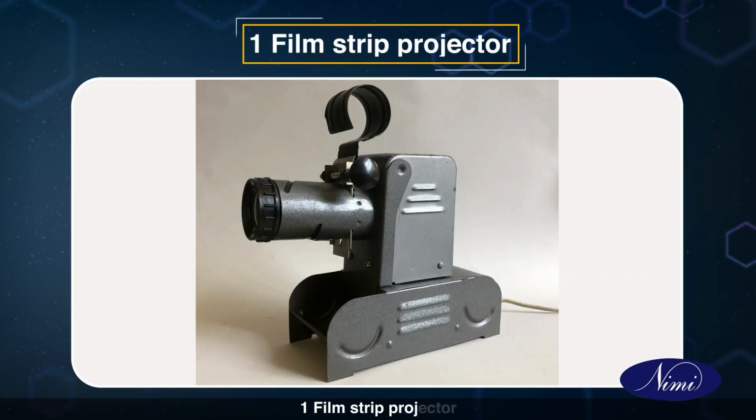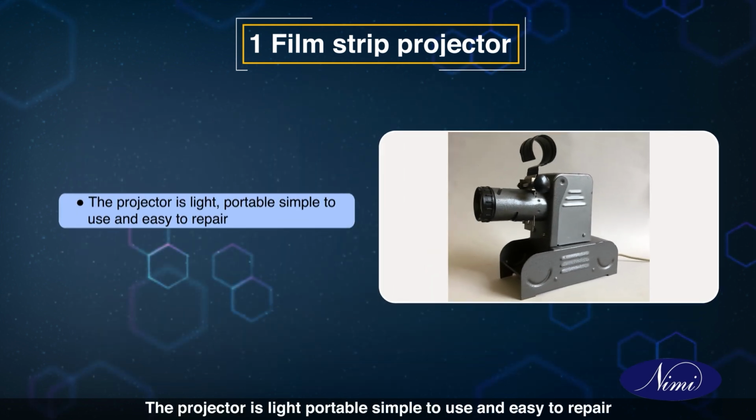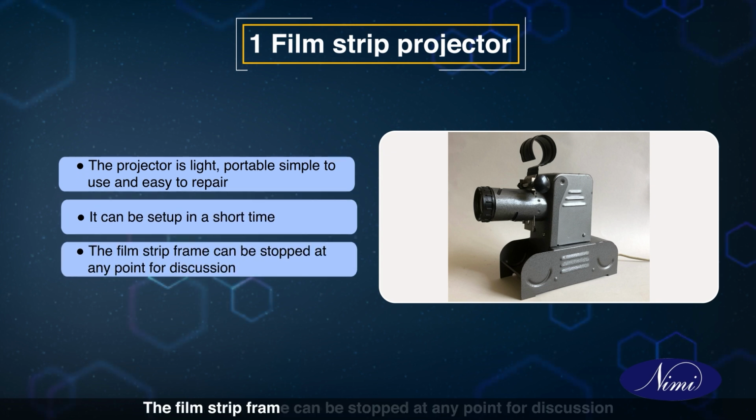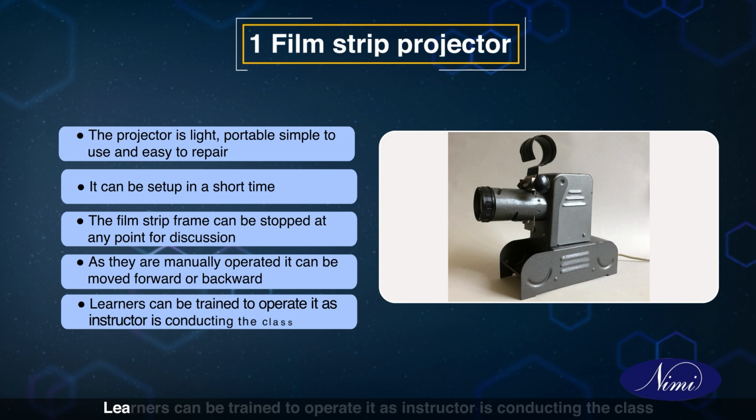Projected aids. One, filmstrip projector. The projector is light, portable, simple to use and easy to repair. It can be set up in a short time. The filmstrip frame can be stopped at any point for discussion. As they are manually operated, it can be moved forward or backward. Learners can be trained to operate it as the instructor is conducting the class.